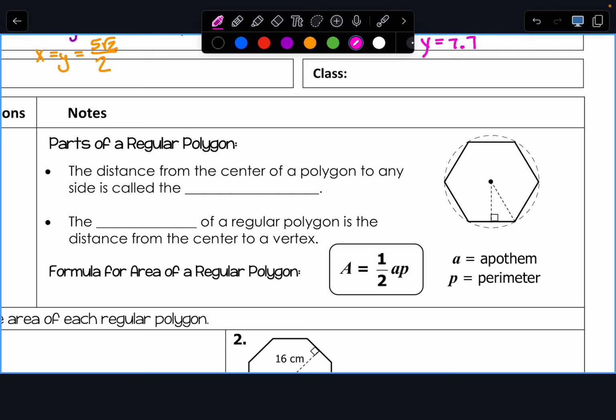Okay, so we have two things we need to understand. Number one, this right here, this red segment, is the distance from the center of the polygon to the side. It's called the apothem.